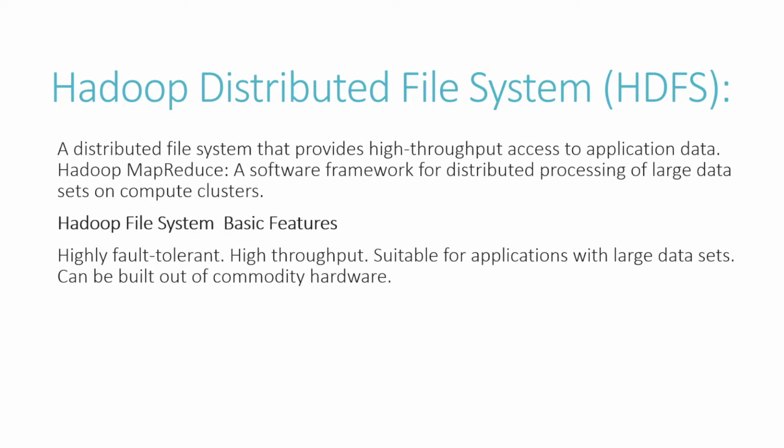High throughput is where you read it in blocks, and you can read it through parallel processing, so multiple threads can read it. It's suitable for applications with large data sets. Typically, if you're talking about less than 1 terabyte, Hadoop is not the system for you. If you're talking about less than 10 terabytes, you probably can still do with other processing hardware. But if you're talking about more than 10 terabytes, Hadoop is really ideal for you.